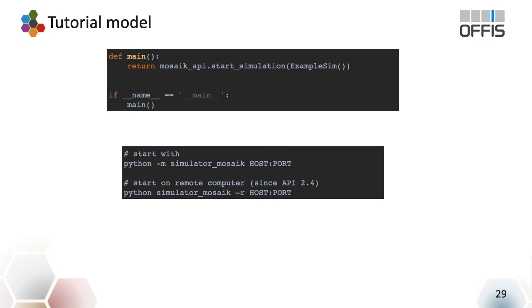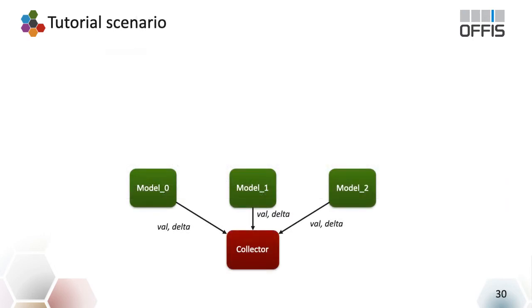So then, to start this from the command line, we also have to provide a main function, but we will not focus so much on this here. And now, as we have developed this model, we want to create a scenario with this. So we want to create three models and connect them to a collector. This collector is a really simple simulator which just collects all data and prints it out when the simulation is finished. And then we want to send this value and the delta to the collector.